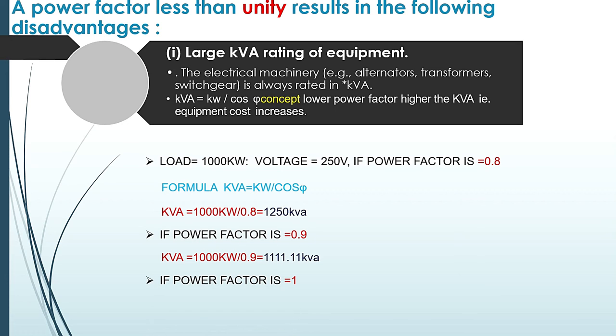Now at unity, if you maintain unity, it is 1000 kVA only, so no problems. It directly affects the kVA rating. So if the power factor is reduced to less than unity, the kVA rating increases. If kVA increases, the equipment size will also increase, and all the breakers and everything will increase. To avoid these things we have to maintain power factor.